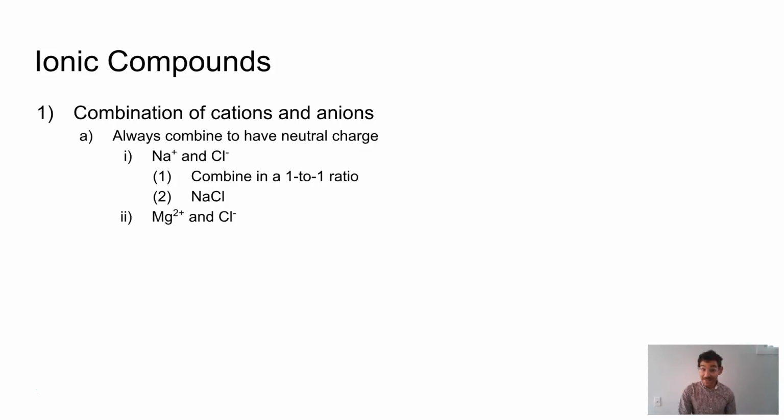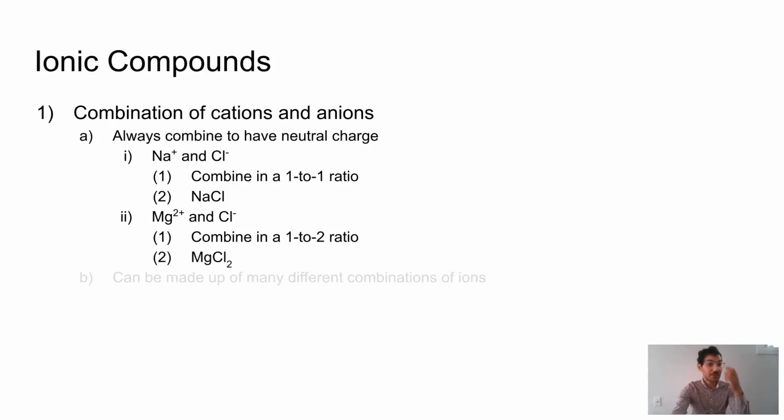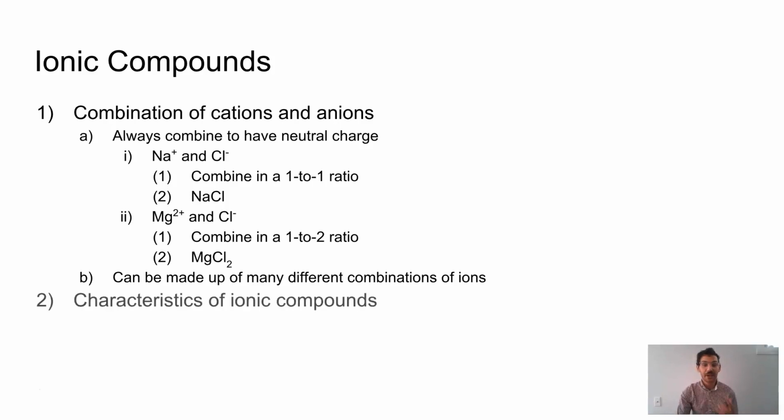If I have magnesium and chlorine combined together, well, now I'm going to need to cancel out this +2 with my chlorines. So I'm going to need 1 magnesium, and for every 1 magnesium, I will need 2 chlorines. These 2 chlorines are going to balance out and make a total of -2 to cancel out that +2 from the magnesium. And so we can have all sorts of different combinations of ions that come together to make compounds.